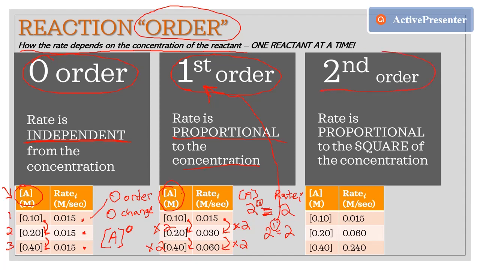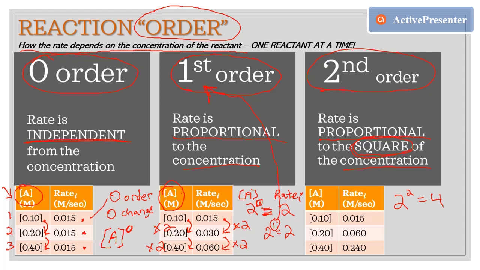Now second order is similar to the first order. The rate is also proportional to the concentration. As you increase the concentration, the rate increases. But instead of increasing the same, like in the first order, when you doubled the concentration, the rate doubled, in second order, it's proportional to the square of the concentration. So when you double the concentration, then you square that concentration, and the initial rate is going to quadruple.